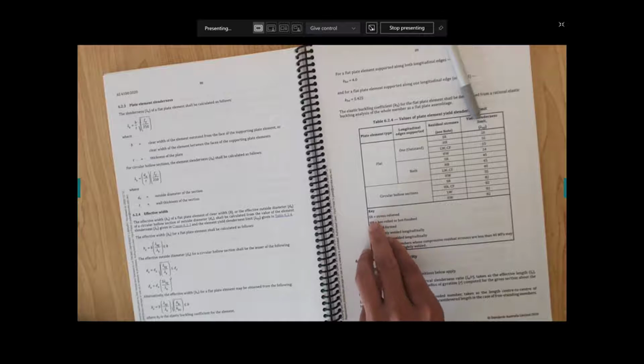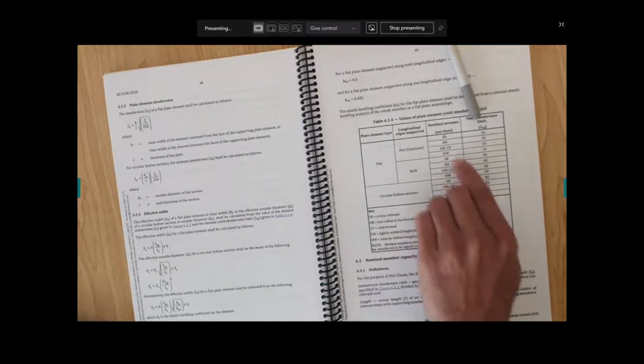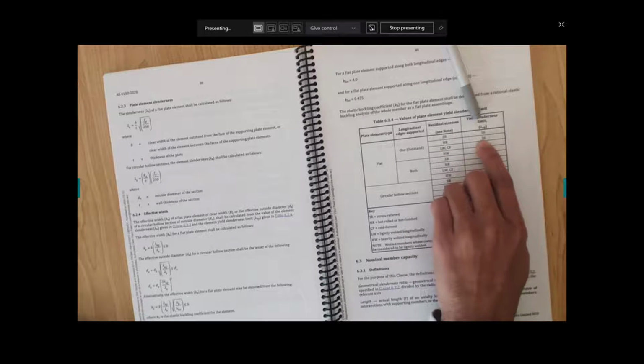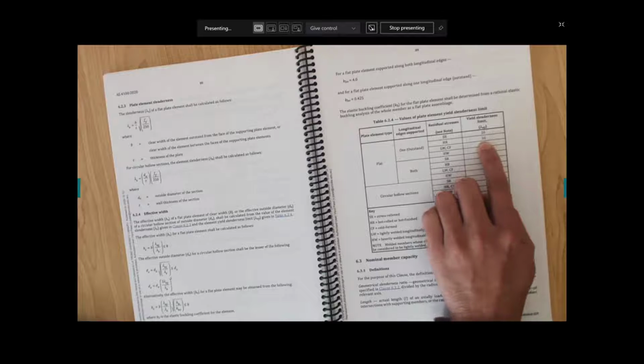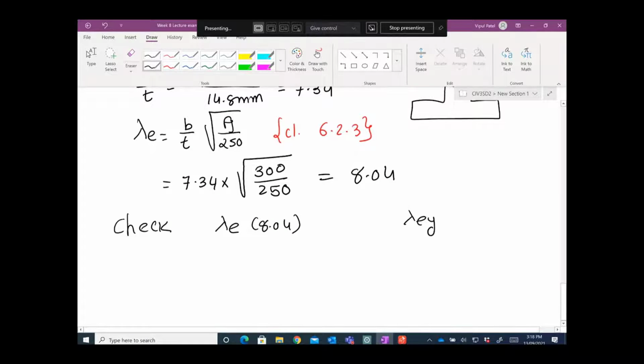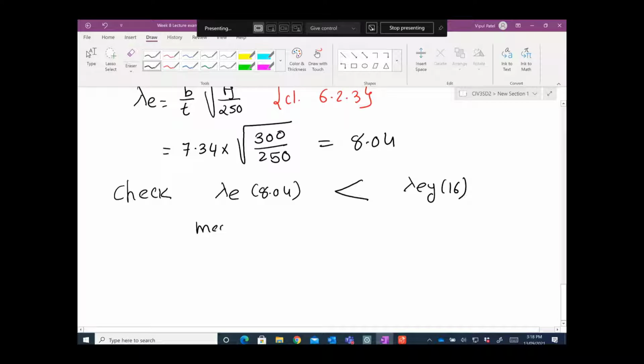Now here they have different classifications. All our steel sections are hot rolled sections. I explained this hot roll and cold roll process. The hot roll process is represented by HR. For that case, we have 16 as lambda ey. So let's put lambda ey equal to 16. What would be the relationship? The relationship would be less than, meaning that the flange will not buckle.